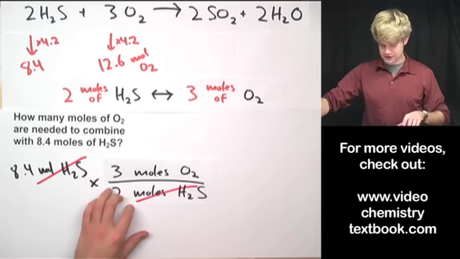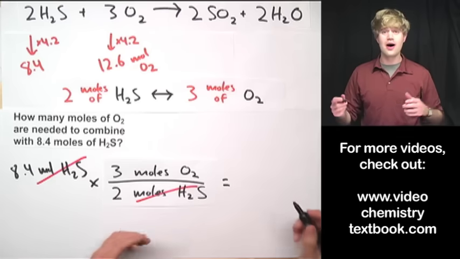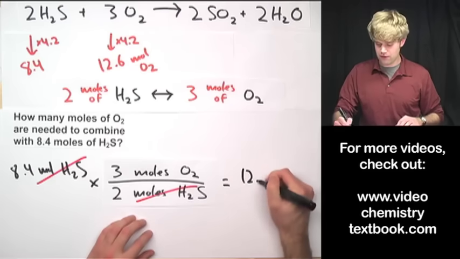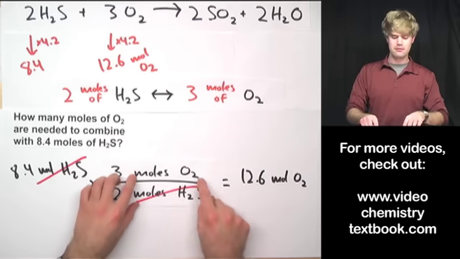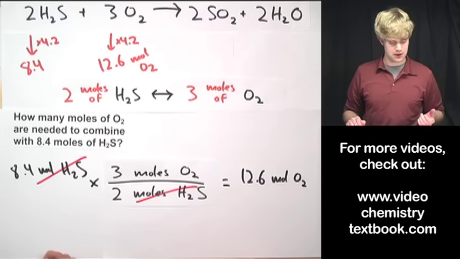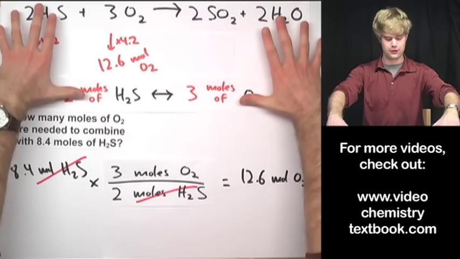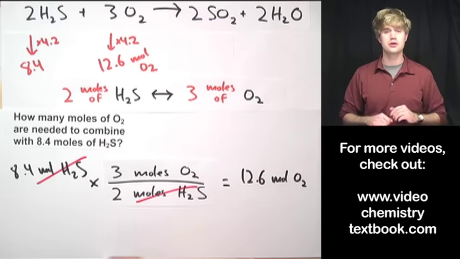It cancels out, and this is going to give me, what a shocker, 12.6 moles of O2. Why moles of O2? Because it's the unit that's left here. Okay, that's how we can do it, treating it like a recipe. Here's how we can do it using the conversion factor.